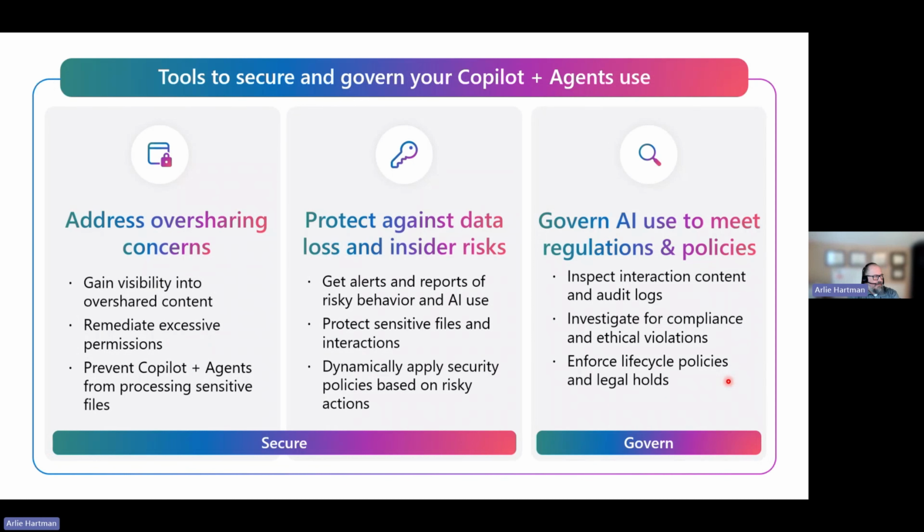So how we do that, Microsoft is addressing oversharing concerns by getting you increased visibility over overshared content that can help you remediate excessive permissions and then prevent Copilot agents from processing sensitive files. And a lot of that's done with DLP, which we'll get into much later. We can protect against data loss and insider risk, looking at sensitive files and getting alerts of risky behavior and dynamically applying security policies based on risky actions. And then again, leveraging the interaction of the content and audit logs to be able to investigate compliance and ethical violations, and leveraging eDiscovery and Microsoft for legal holds to monitor all of that.